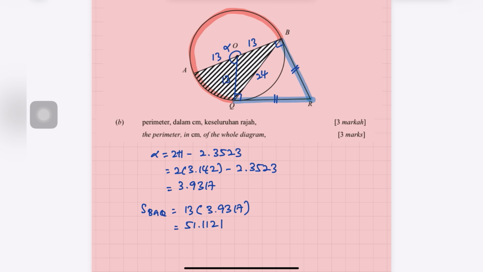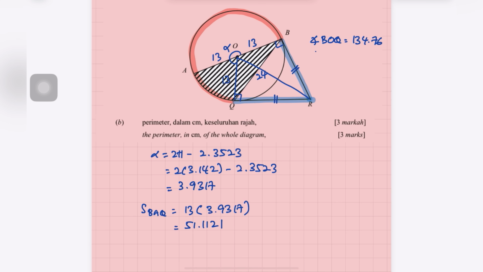Okay, so first of all we have to divide this into 2. Okay, kita kena bahagi 2. Okay, just now angle BOQ equals to 134.76, right? Then we can find half of BOQ, which is BOR. So angle BOR equals to 134.76 over 2. So this one equals to 67.38. So kita boleh carilah BR by using tangent.